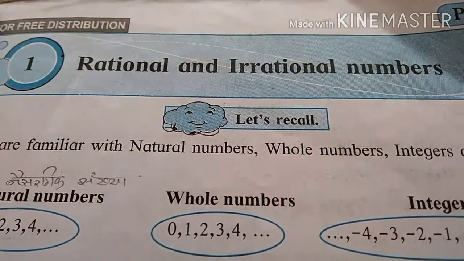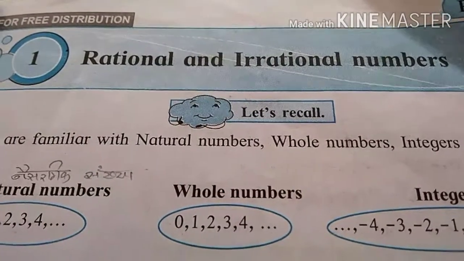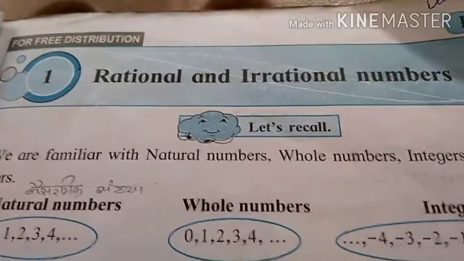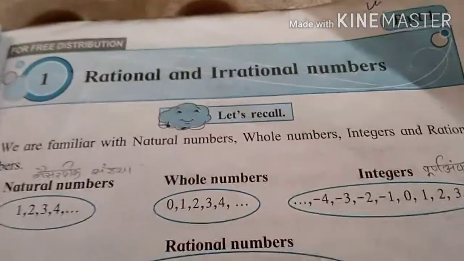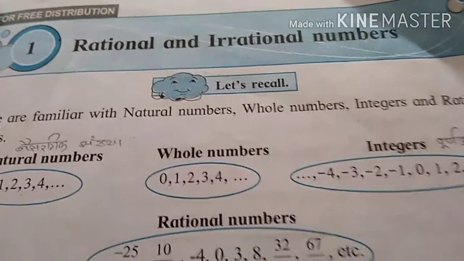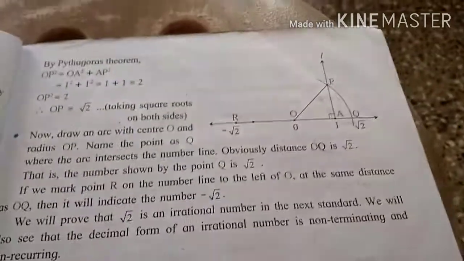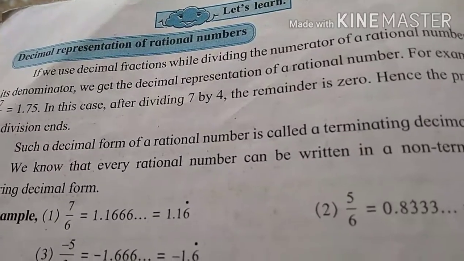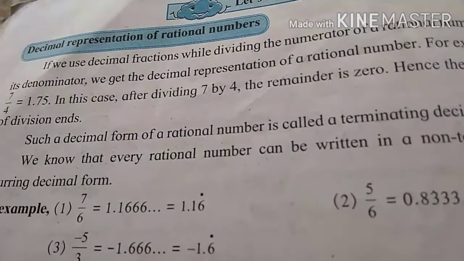Our first chapter, rational and irrational numbers of maths, we start here. Today is our third lecture on it. Rational and irrational numbers, which we call Parimey and Aparimey numbers. Now, today's practice set is 1.3. In 1.3, we have studied the decimal representation of rational numbers.